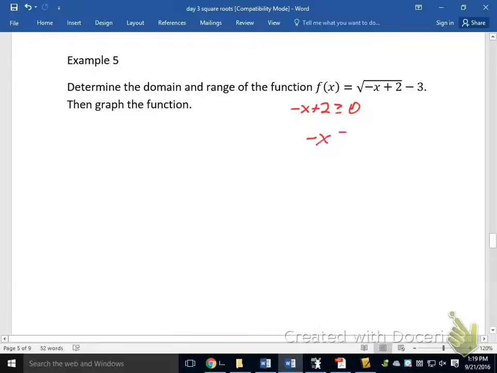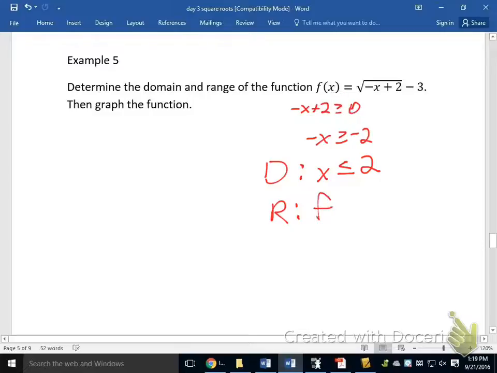Just here we'll subtract 2 from both sides and divide by negative 1. Please remember, when you divide or multiply by a negative, that will flip your inequality sign. So it's now less than or equal to positive 2. Kind of weird. This graph's actually going to go to the left. This is my domain. For my range, follow the same rules.